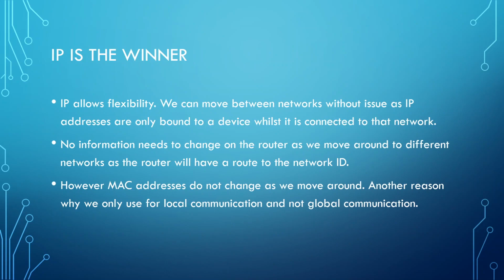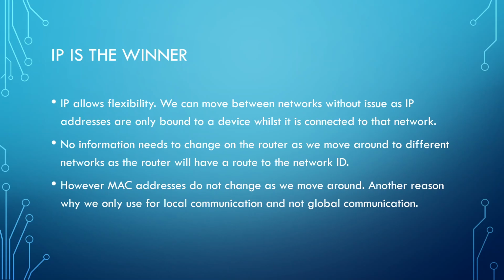So, as you can see from these slides, IP is the winner when it comes to routing. IP allows flexibility. Again, we can move between networks without an issue, as IP addresses are only bound to a device whilst it is connected to that network. And no information needs to change on the router as we move around to different networks, as the router will have a route to the network ID.